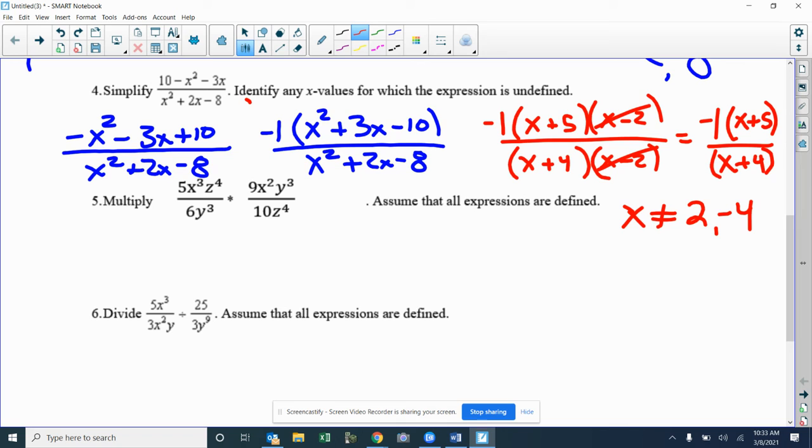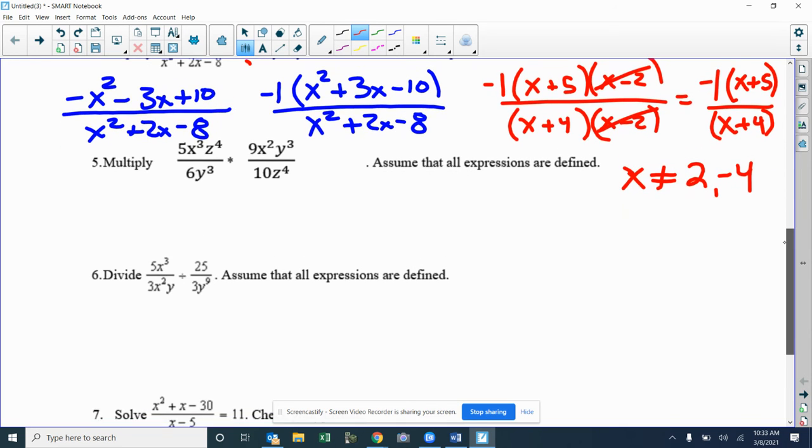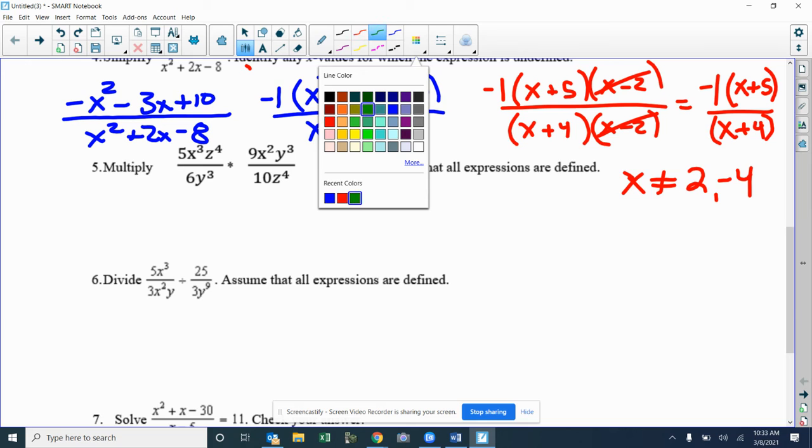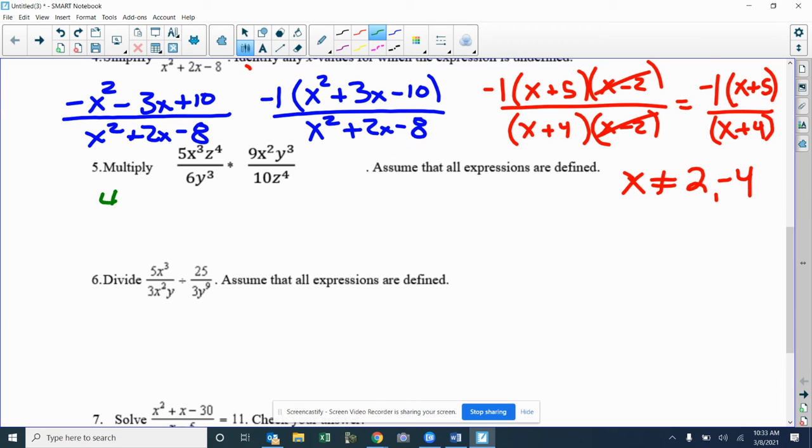All right, as you notice, I'm just basically doing one question from each skill set that we had to do. This one is multiplication, which is cancel, cancel, cancel. So I'll take 5 times 9 and we'll get 45. I'll take 6 times 10 and get 60. We'll come back to that. I have x to the 5th, z to the 4th, y to the 3rd on the top, on the bottom, y cubed and z to the 4th.